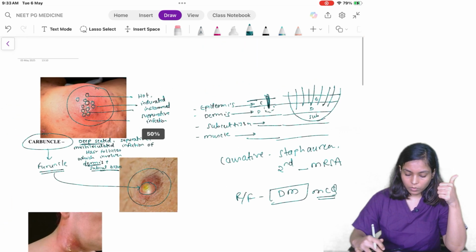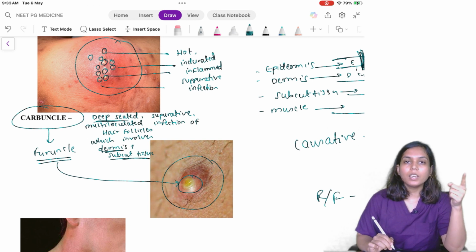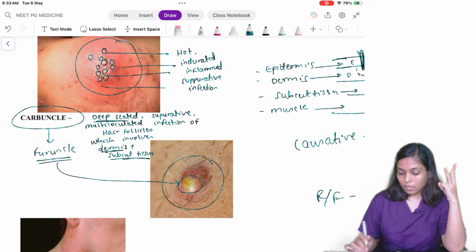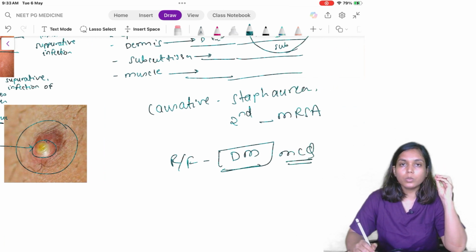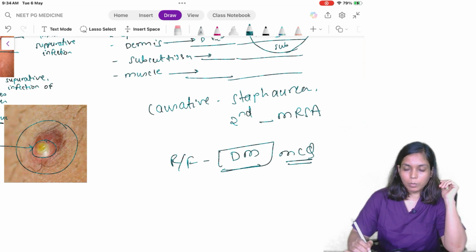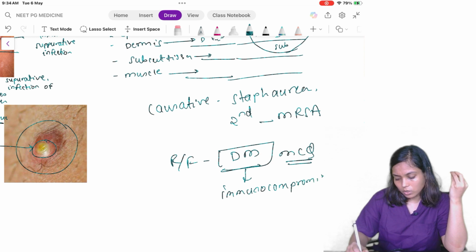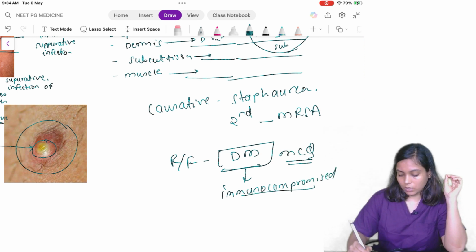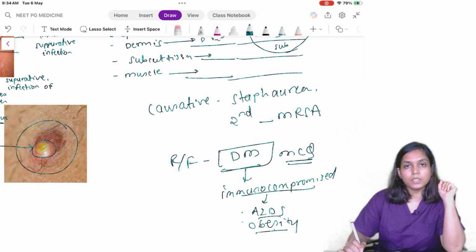So the first MCQ which we have seen, carbuncle involves multiple hair follicles, it involves subcute plus dermis, and here comes again a very important MCQ, that it involves patients who are having diabetes or uncontrolled diabetes. And what is the pathophysiology behind that? These patients are immunocompromised. So any immunocompromised patient due to any disease, any illness like AIDS, like obesity. Okay, so these are the risk factors, but which is the most common?